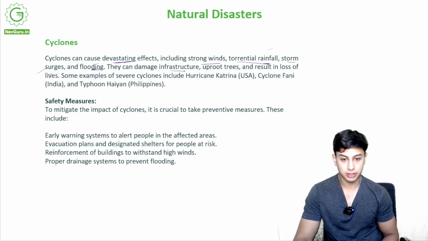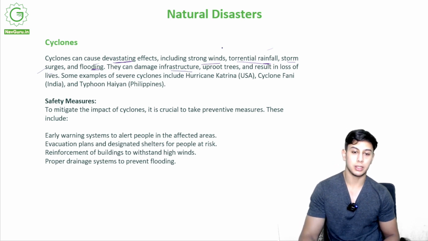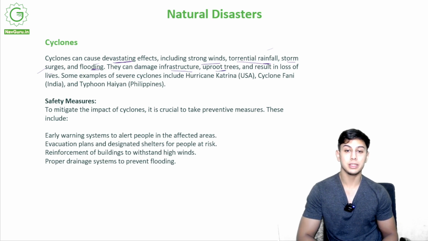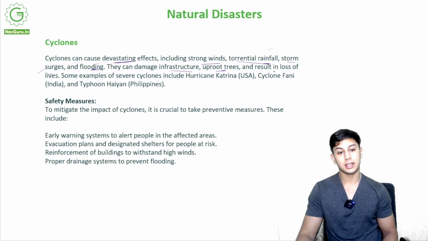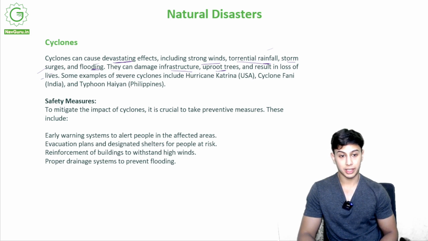They can damage infrastructure, they can damage the buildings, they can damage the houses, they can uproot trees, meaning the trees will be uprooted from the ground and will be carried away in the wind and result in a loss of lives. Since a lot of structures are washing away, it will lead to a loss of life.